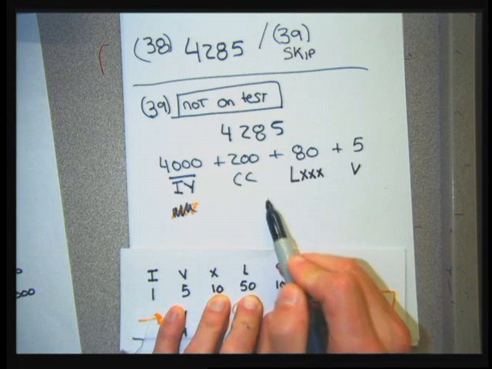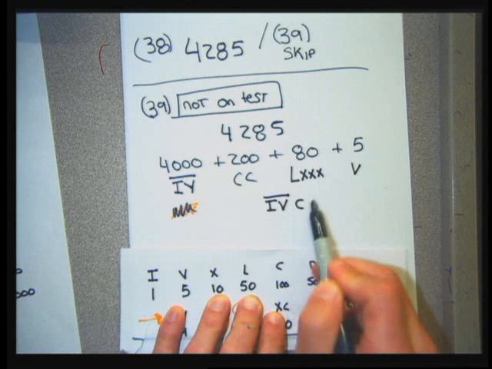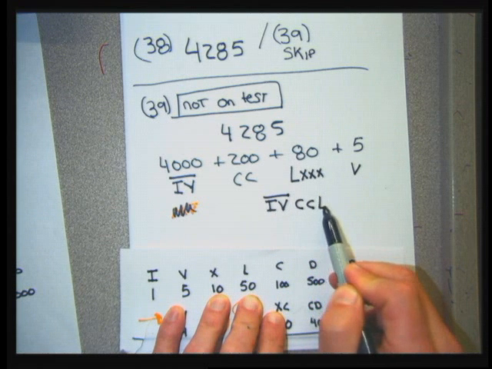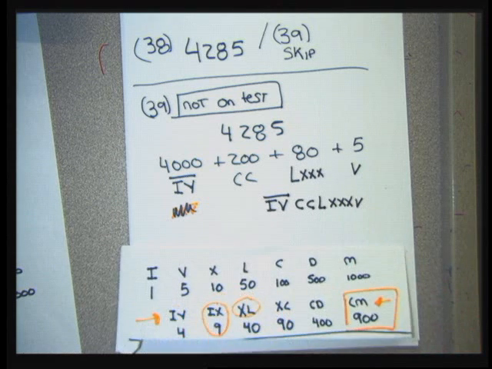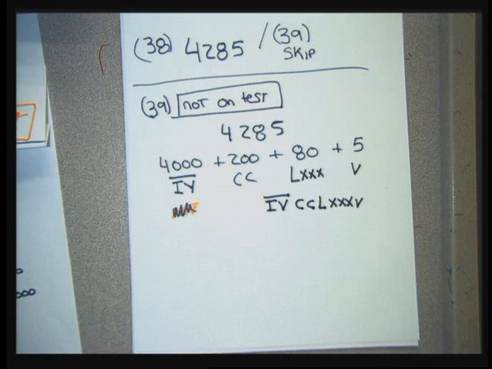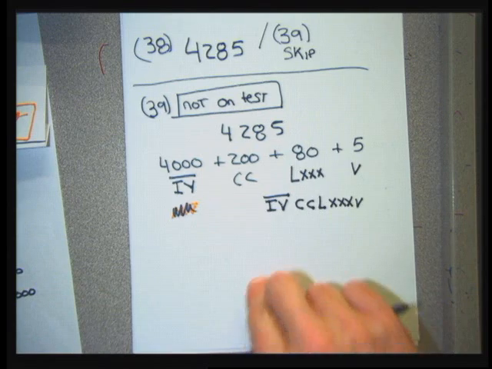Now I'm going to write all these numbers next to each other. I'm going to leave a bar over the IV. I'm going to write a couple of C's, an L, three X's, and a V. And that's going to be 4,285. And it won't make any bar problems on the test in either direction. So I don't have to worry about that too terribly much.